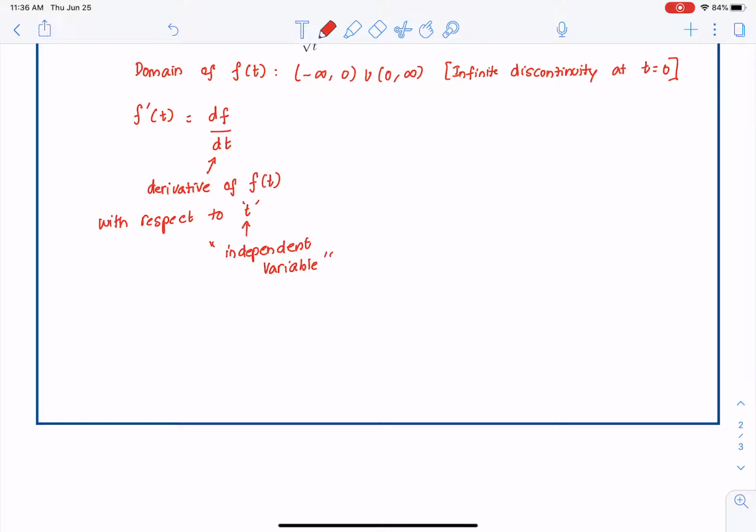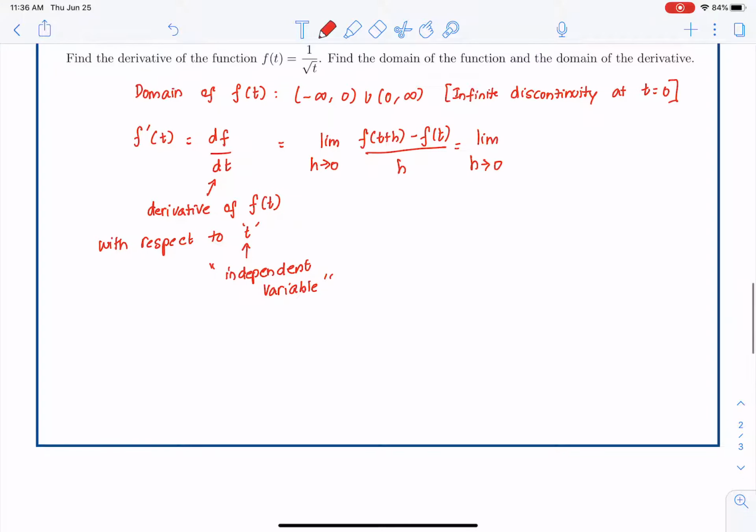So how do we find this? We're going to make use of the difference quotient, f of t plus h minus f of t divided by h. So limit h approaches 0, f of t plus h is simply 1 over square root of t plus h, minus 1 over square root of t, divided by h. So we need to get a common denominator so we can combine the numerators together. So the common denominator is square root of t times square root of t plus h.